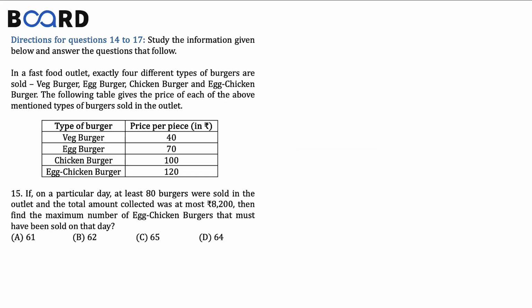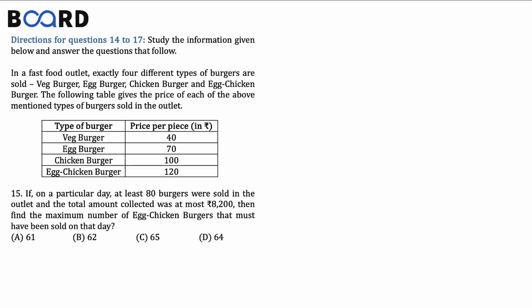If on a particular day at least 80 burgers were sold in the outlet and the total amount collected was at most 8200. Now in the previous one we had rupees 3000 fixed. That was the total amount of money collected. Here it's not fixed. It's 8200 at most, a maximum of 8200. And what we have to figure out is the maximum number of egg chicken burgers that must have been sold on that day. So egg chicken burgers, rupees 120 per piece. We have to maximize that value.